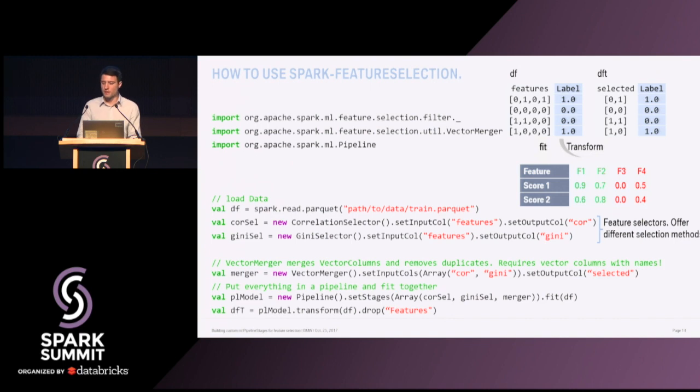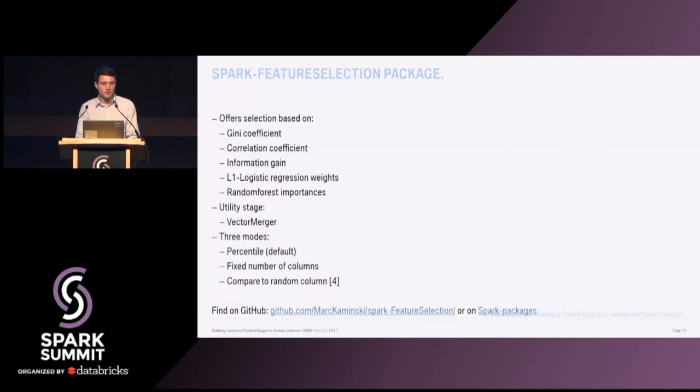So the Spark feature selection package offers several metrics and this utility stage, the vector merger, and you can find it on GitHub and on Spark packages. This slide is just for an overview. I won't go deeper into that.